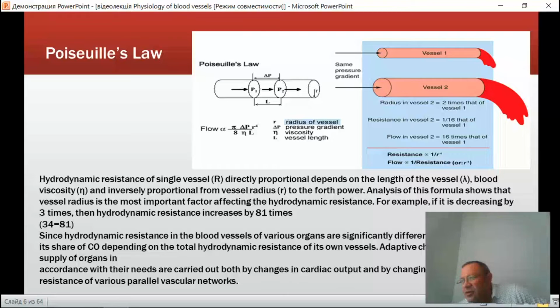Analysis of this formula shows that vessel radius is the most important factor affecting the hydrodynamic resistance. For example, if the radius decreases by 3 times, then hydrodynamic resistance increases by 81 times.